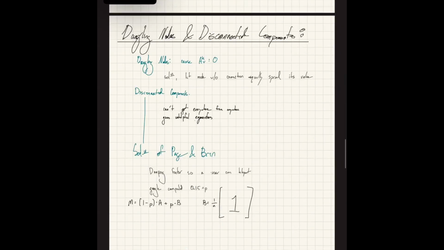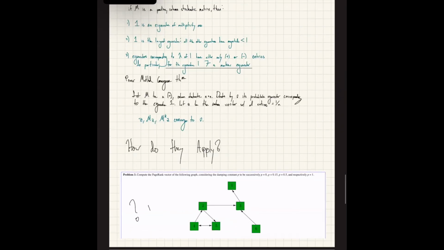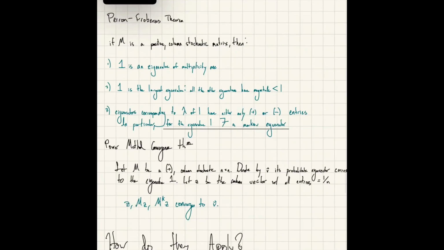dynamical systems method works. And finally, the eigenvectors corresponding to lambda of 1 have either only positive or only negative entries. In particular, for the eigenvalue 1, there exists a Markov eigenvector. And this Markov eigenvector is what we're looking for. It just says that it exists.